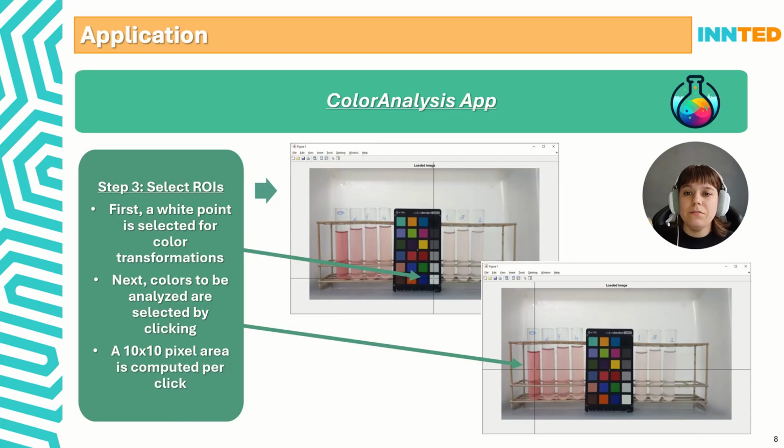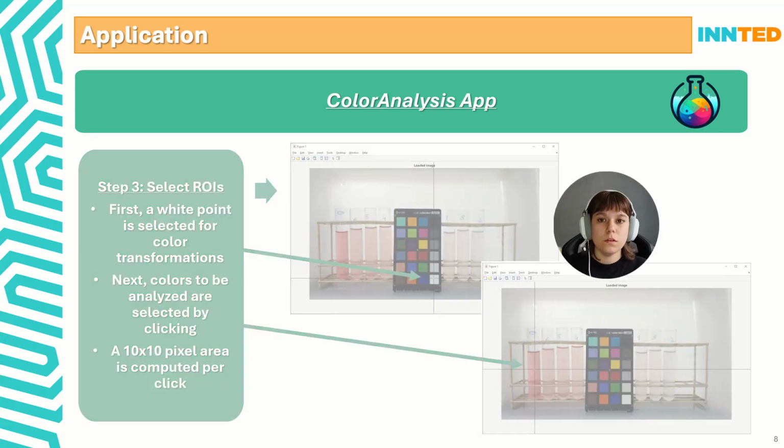Now they have to pick which colors of interest they want to analyze. By clicking on a pixel, the app will automatically choose a 10 by 10 pixel region and then make the average of these points selected. The app will ask the users if they want to analyze more color points. And finally, a pop-up will appear asking the user whether they want to save the results on an Excel file or not.